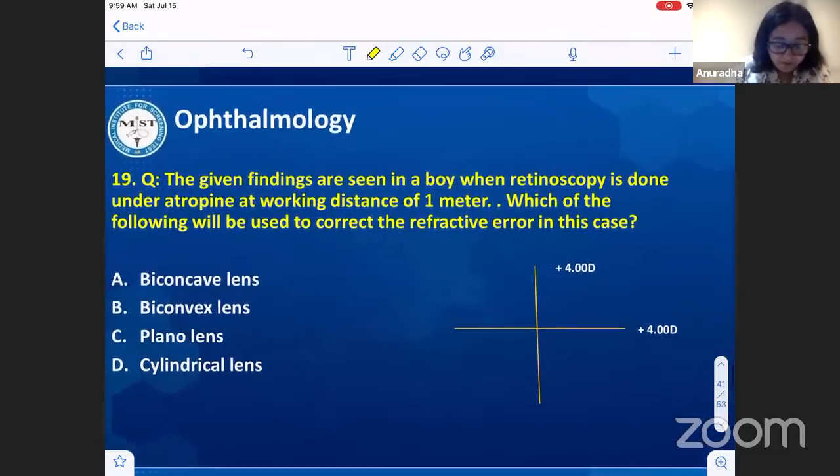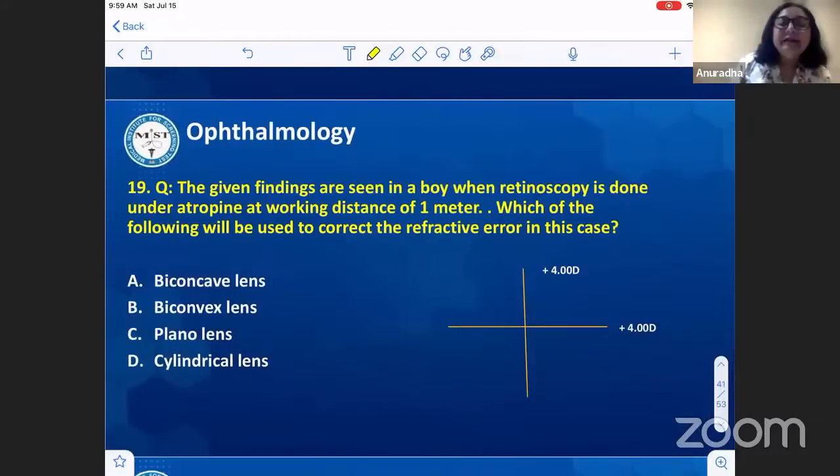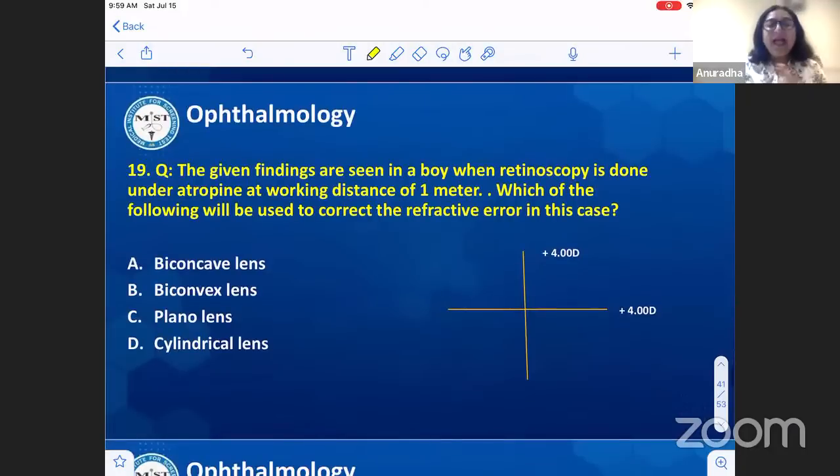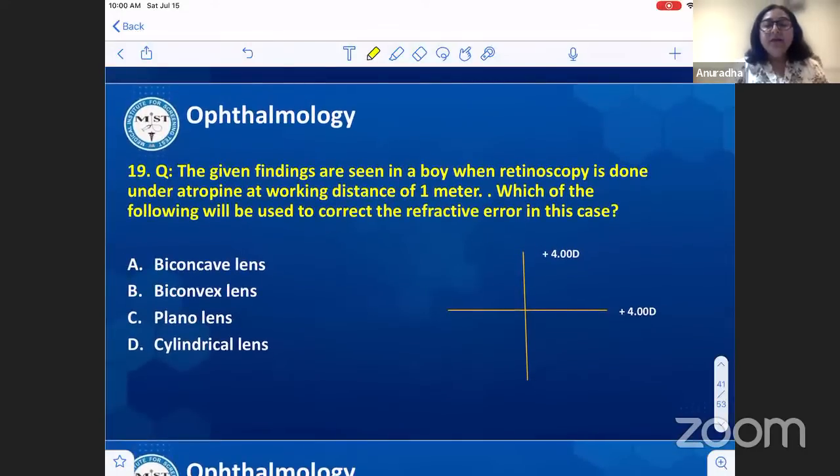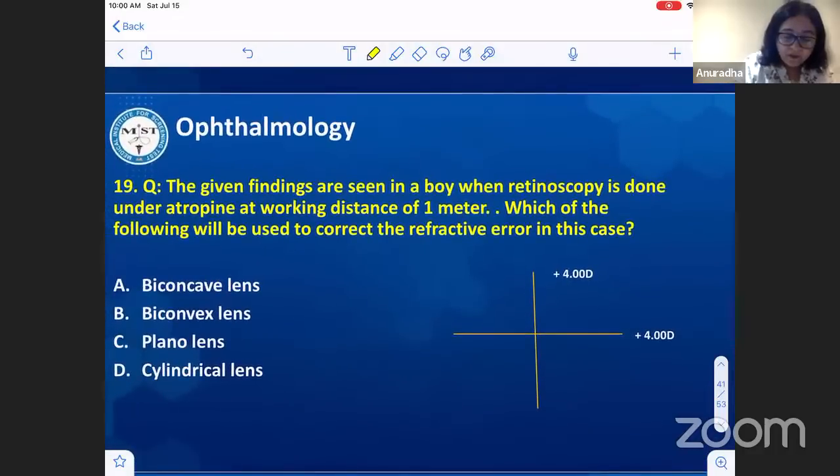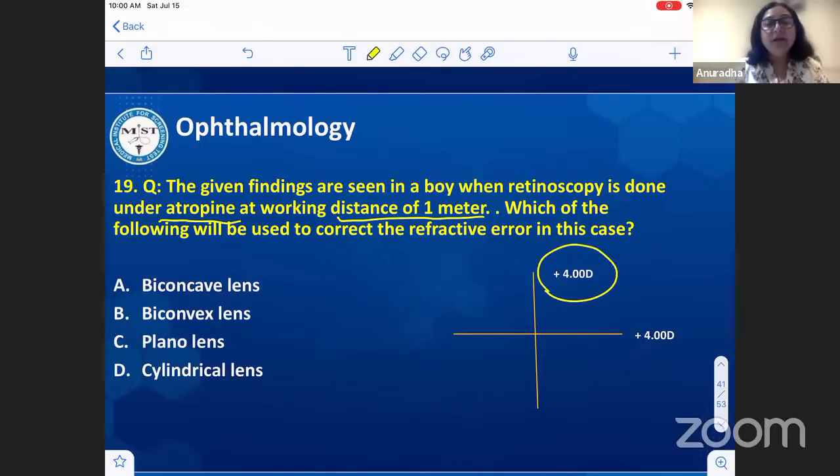Moving on to the next question. Question number 19. The given findings are seen in a boy when retinoscopy is done under atropine and at working distance of 1 meter. Which of the following will be used to correct the refractive error in this case? Okay, so please come to the question. You have been given retinoscopy findings here, and they have told you the conditions of the retinoscopy. The retinoscopy was done under cycloplegia using atropine and working distance of 1 meter, and this is the finding. Okay, so plus 4 diopter in vertical meridian, plus 4 diopter in the horizontal meridian.